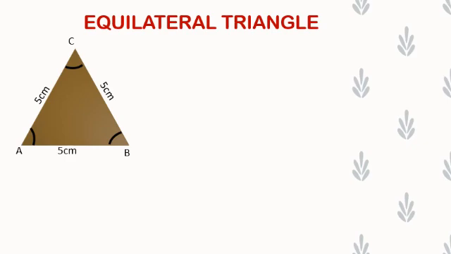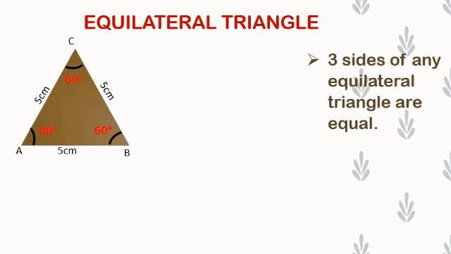An equilateral triangle is also equiangular. That is, all three interior angles are congruent to each other. Here, what will be the angles? Yes, all angles are 60° each. An equilateral triangle is therefore a special case of an isosceles triangle, having not just two equal sides but all three sides equal. So we can write the first property as: three sides of any equilateral triangle are equal.